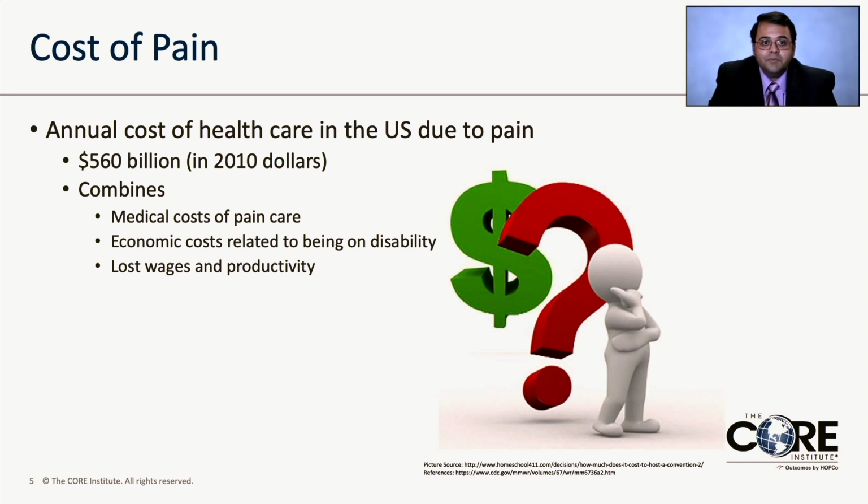This figure comes from the cost of medical care related to pain. It comes from economic costs, meaning patients are on disability. How much are we actually paying for their disability? So that's also factored in. And also for people who are not able to go to work, the lost wages and productivity that we see. So that all factors into about $560 billion. And now in today's economy, where the dollar's worth a lot less, this figure is likely a lot higher.